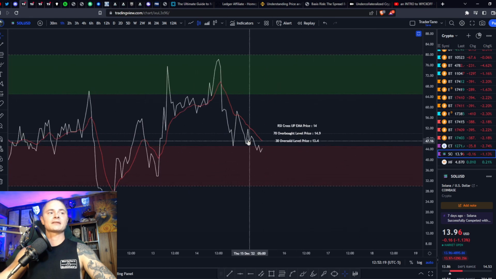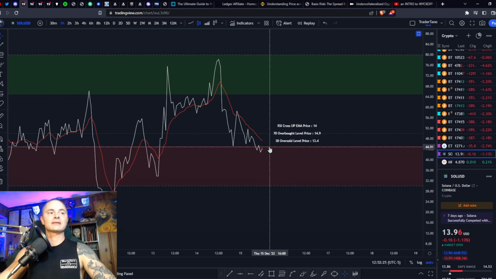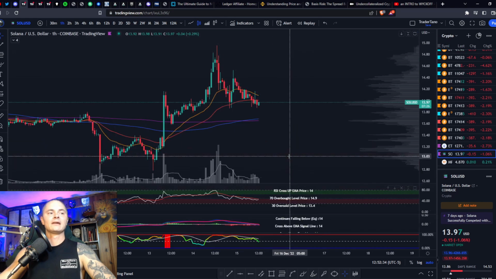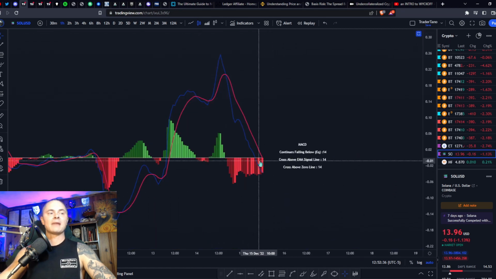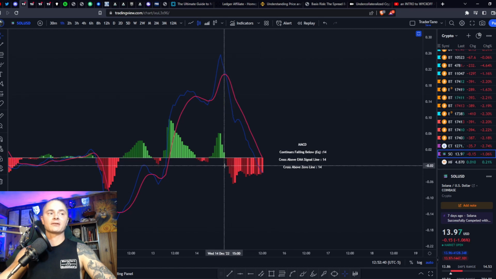Looks like we're trying to find some support right now. But if we get rejected from the top of the range, and plus your signal line's moving down quick, I could see us coming up to the signal line, maybe even the neutral median line, having a little bit of a fake out, and coming back down. MACD is crossing that zero line. Signal line's even crossing that zero line.